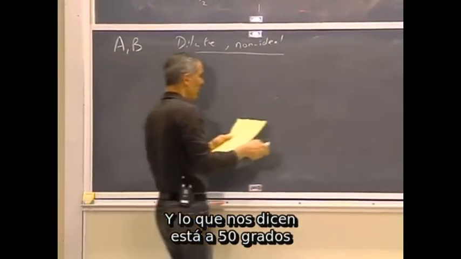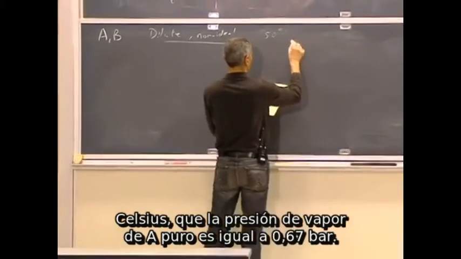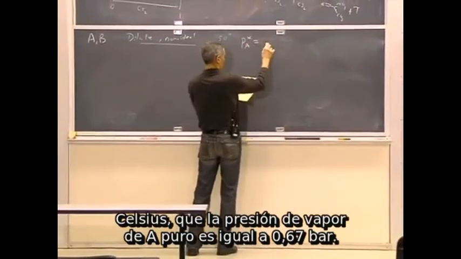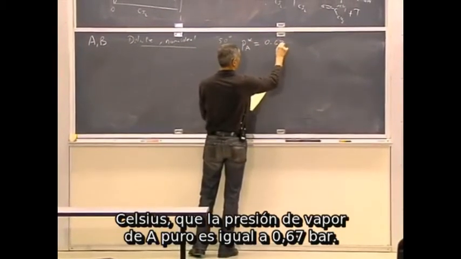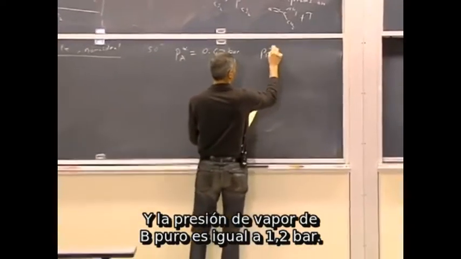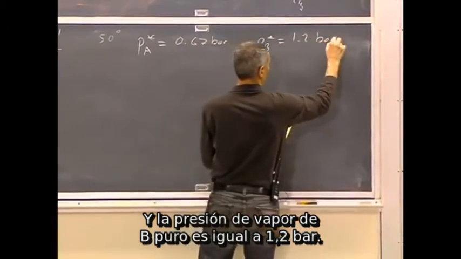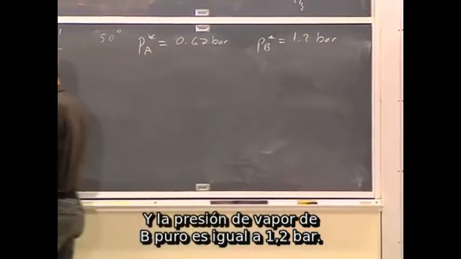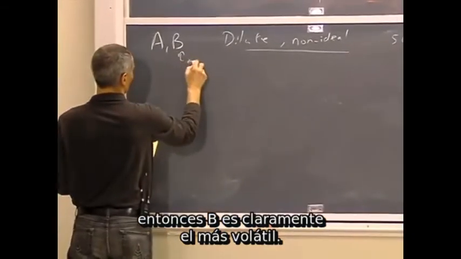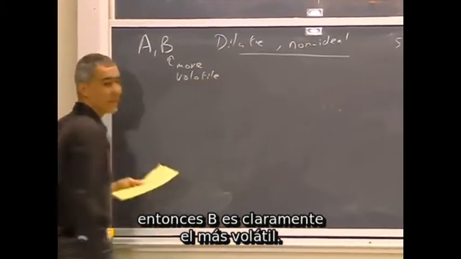And what we're told is at 50 degrees Celsius that the vapor pressure of pure A is equal to 0.67 bar, and the vapor pressure of pure B is equal to 1.2 bar. So B is clearly the more volatile.